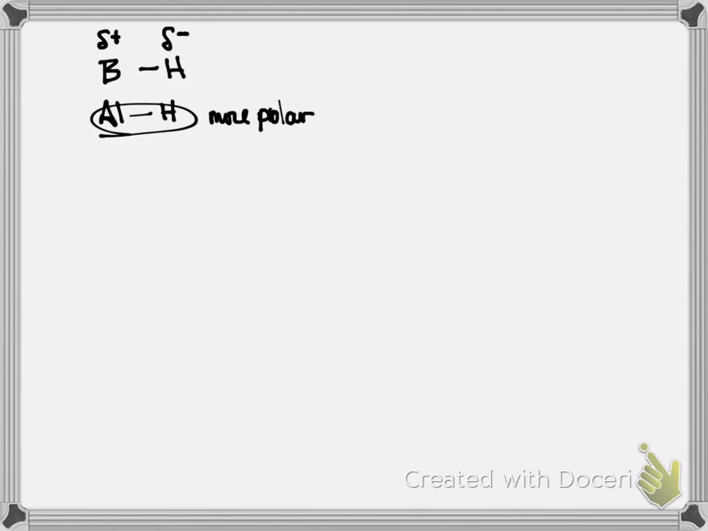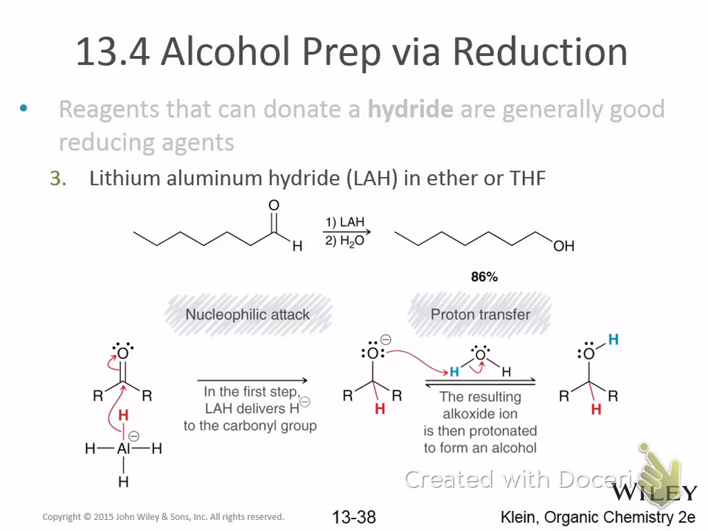Aluminum hydrides are much more reactive because the polarity of the bond is much larger. The polarity difference between the hydrogen and the aluminum is a lot bigger. So everything you do with sodium borohydride can also be done with lithium aluminum hydride. So exact same kinds of things, okay?